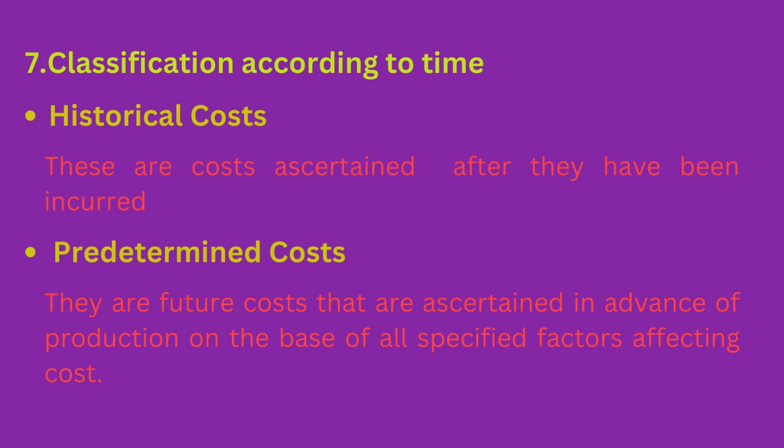The last class of cost is classified according to time. In this class, we have two costs. We have the historical cost and predetermined costs. Historical costs are costs which are ascertained after they have been incurred. The actual costs are only available after completion of the manufacturing process. Number two, we have the predetermined costs. Predetermined costs are future costs which are ascertained in advance of production on the basis of all specified factors affecting costs.